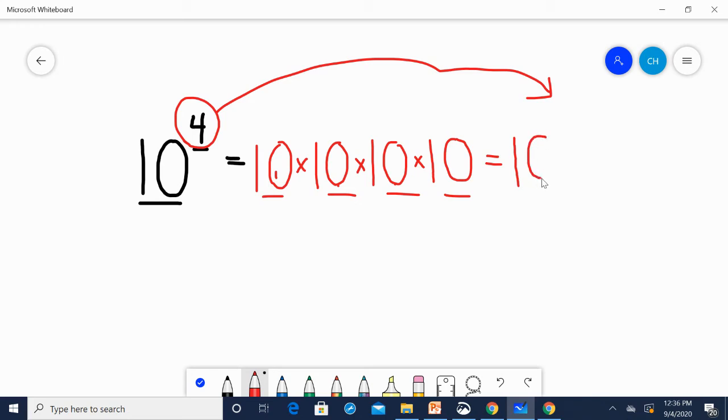So 1, 2, 3, 4. So what is my answer? 10,000. I have 4 zeros. 10 times 10 times 10. 4 zeros in my answer. 1, 2, 3, 4. So 10 to the 4th power is equal to 10,000. We have our ones place, tens, hundreds, thousands, 10,000s.